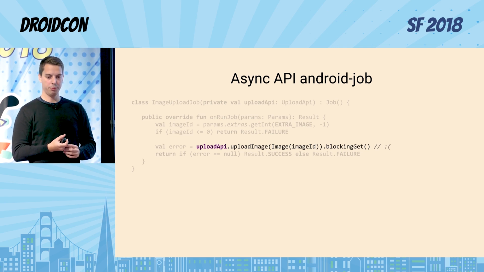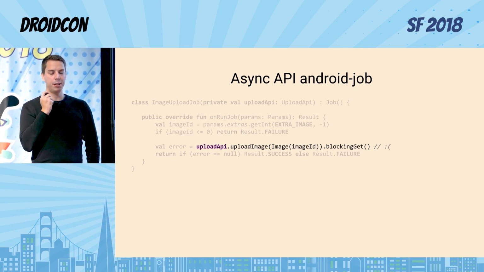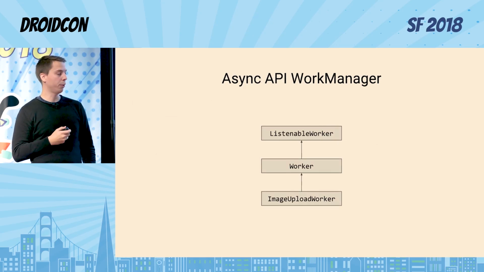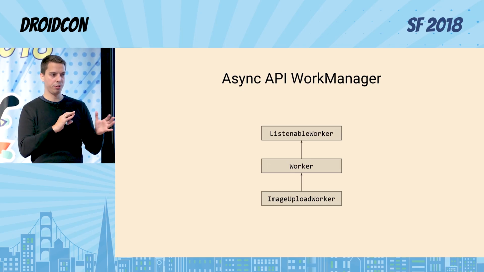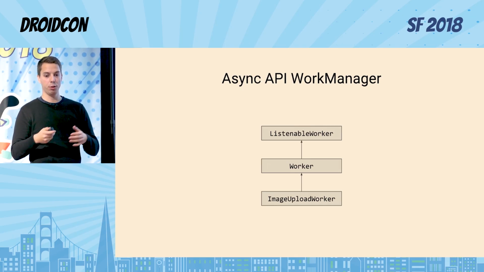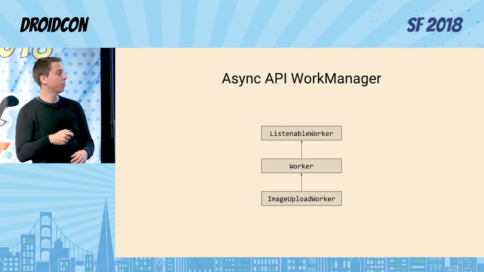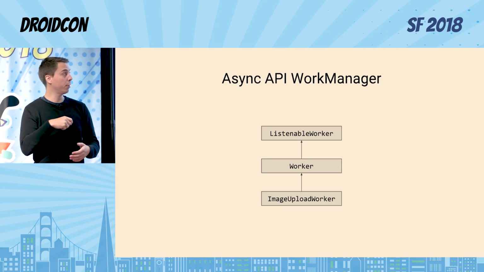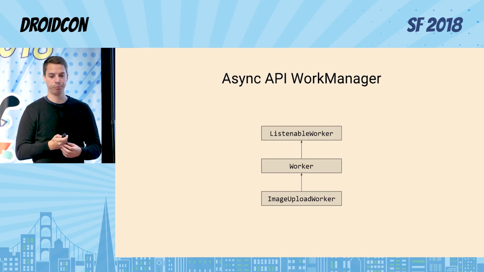So hopefully you don't need to do this. WorkManager has a solution for that, and this is called ListenableWorker. Until now, I've only shown you the Worker class and told you, hey, you have to extend Worker. But the truth is, Worker actually extends ListenableWorker. And ListenableWorker is the asynchronous API. And the Worker class just uses this asynchronous API in a blocking fashion.